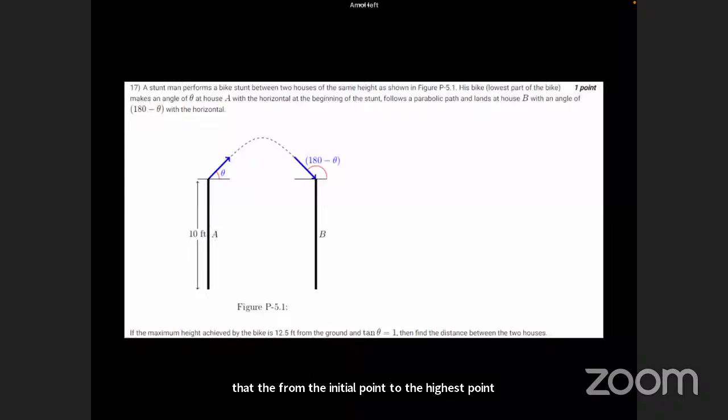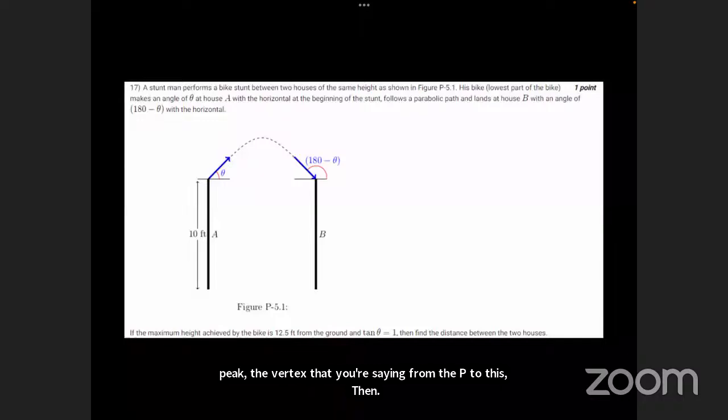This is what your assumption is, correct? So from the peak, the vertex that you are saying, from the peak to this initial point, it's making 45 degrees only, correct? Then only you are able to equate the base and the perpendicular value, correct?